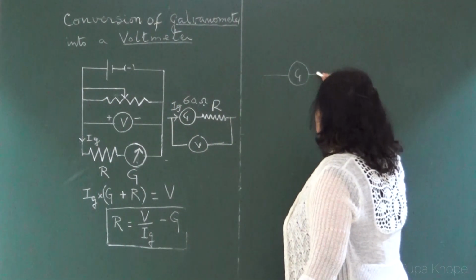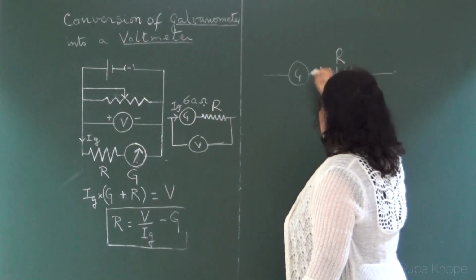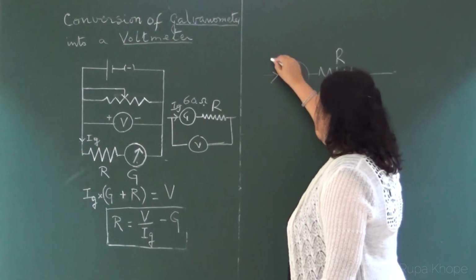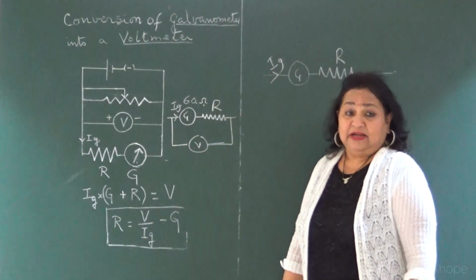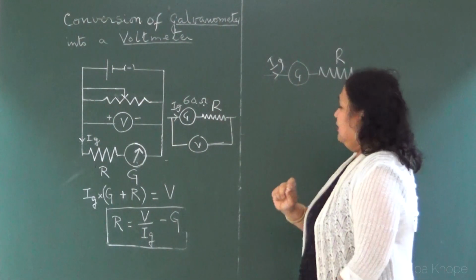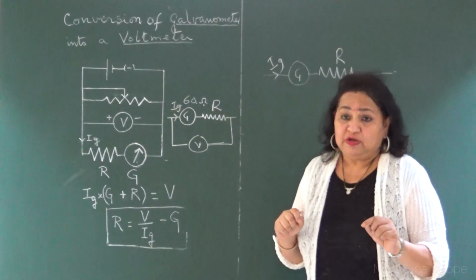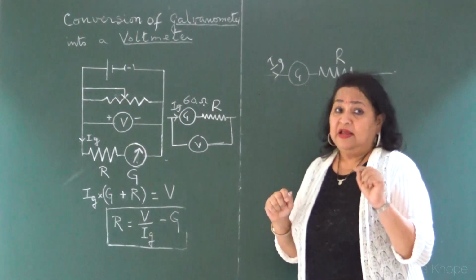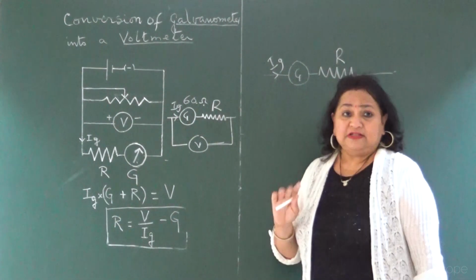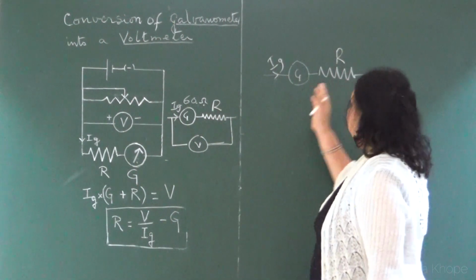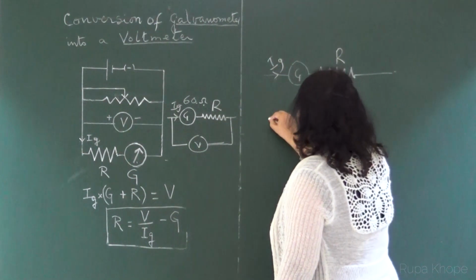So, what we can do is, we can connect a very large resistance R in series with the galvanometer. This galvanometer will draw a maximum current equal to Ig. That is the maximum current that can be drawn by the galvanometer. And the given galvanometer we have taken has an Ig value equal to 420 microamperes. And G value, what is the resistance? 60 ohms.